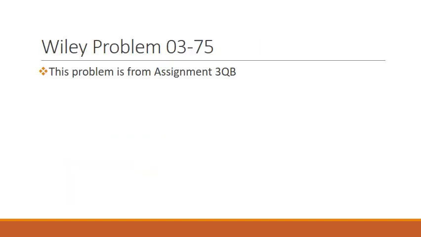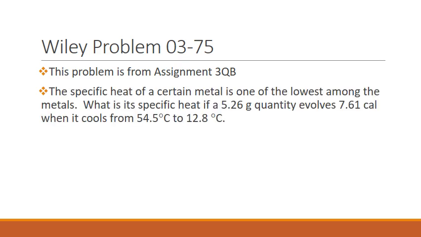First, we'll do Wiley problem 3-75. This is from the assignment 3QB. There's the wording. They talk about the specific heat. They don't mention the metal. They say it's a low specific heat. 5.26 grams evolves 7.61 calories when it cools from 54.5 to 12.8 degrees C.